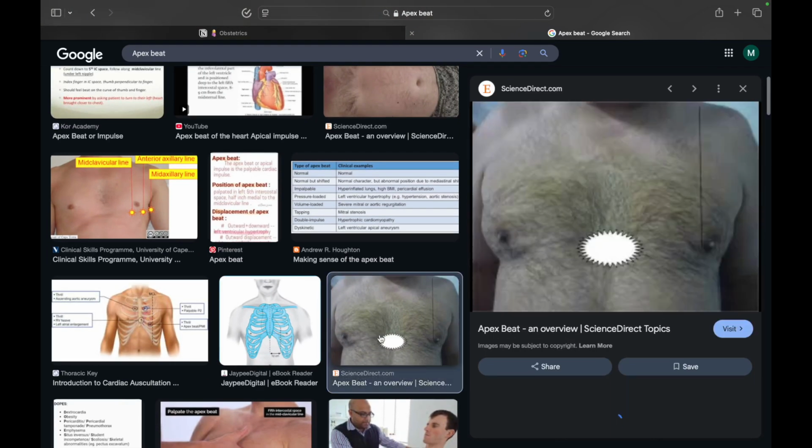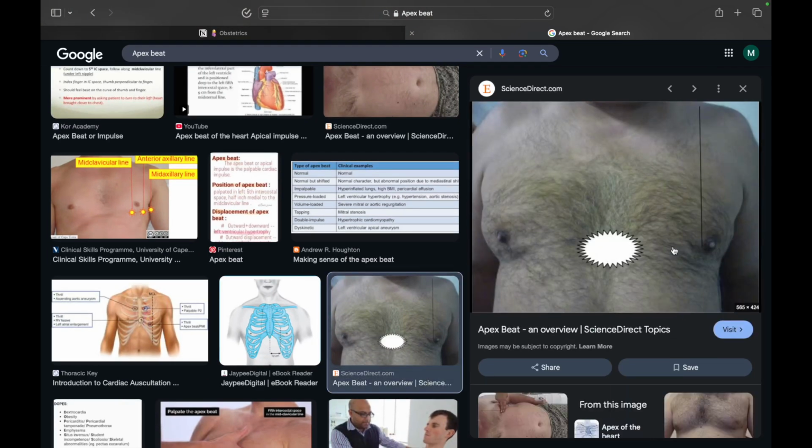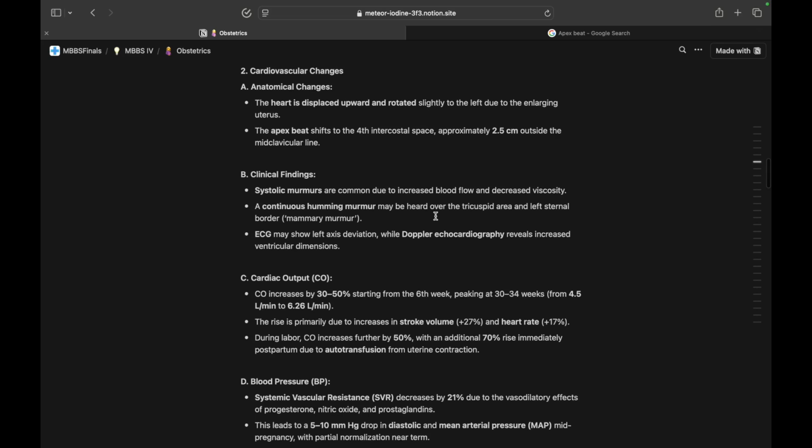So somewhere near the nipple, and this is the 5th intercostal space, but in pregnancy it is pushed up, it goes into the 4th intercostal space and more laterally towards the left, the rotation. Next, coming to the clinical findings.